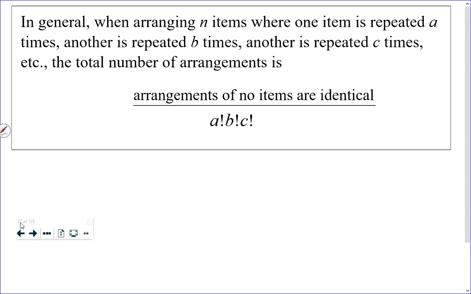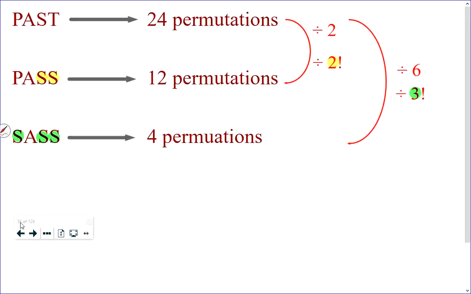In general, when arranging n items where one of these n items is repeated multiple times, and another is repeated multiple times, and another is repeated, then you find the number of arrangements as if everything is different, and then you divide by all of the factorials of anything that are repeated. Now, in my example here, it's just one thing that's repeated, the letter S, in both PASS and SAS.